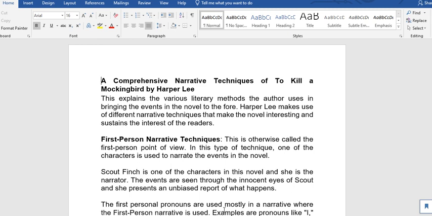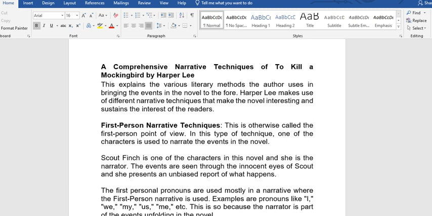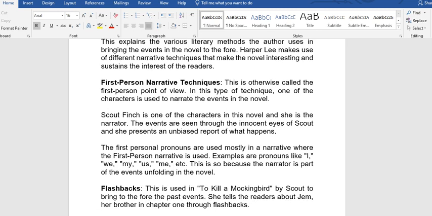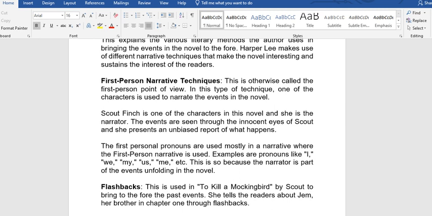The first one is first-person narrative technique. This is otherwise called the first-person point of view. In this type of technique, one of the characters is used to narrate the events in the novel. Scout Finch is one of the characters in this novel, and she is the narrator. The events are seen through the innocent eyes of Scout, and she presents an unbiased report of what happens.